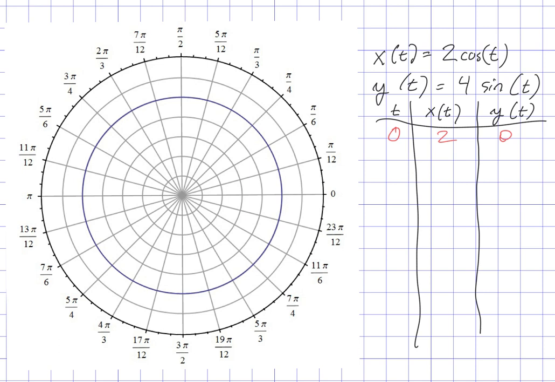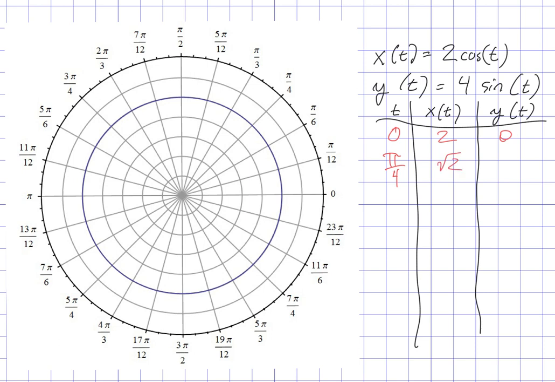Then pick another value, another angle. You could go through all of these if you wish, but we'll pick ones as a good habit here. So at pi fourths, cosine of pi fourths is square root of 2 over 2. Times 2 gives me square root of 2.